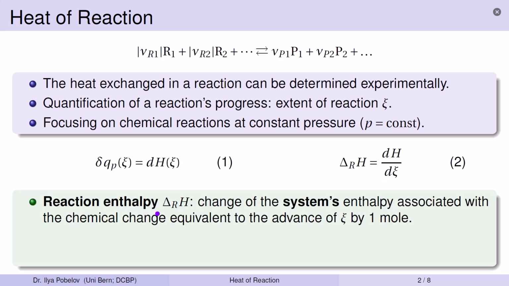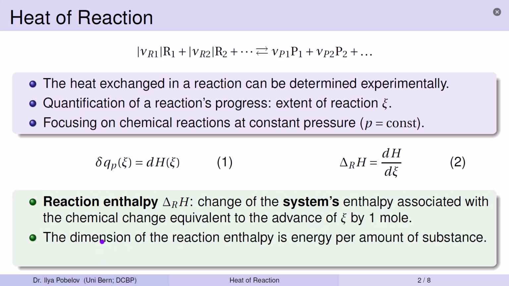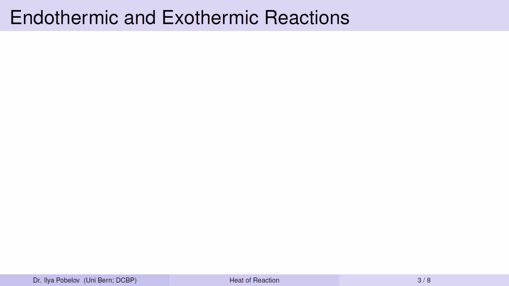The reaction enthalpy can be described as the change of the system's enthalpy associated with the chemical change equivalent to the advance of the extent of reaction by 1 mole. Note that the dimension of the reaction enthalpy is energy per amount of substance, and its coherent SI unit is joule per mole. Now, let's start with some definitions.